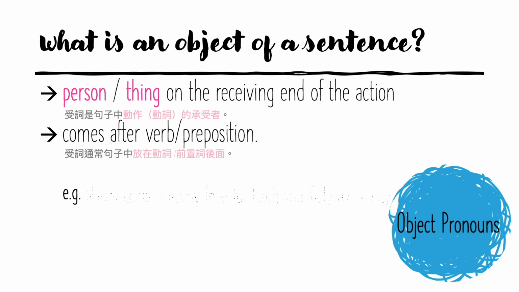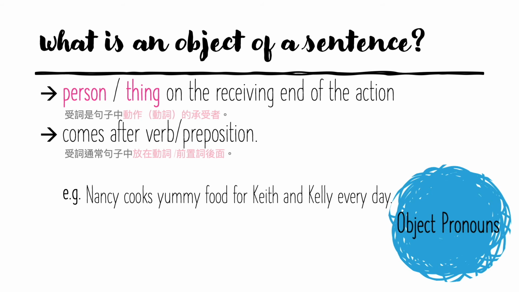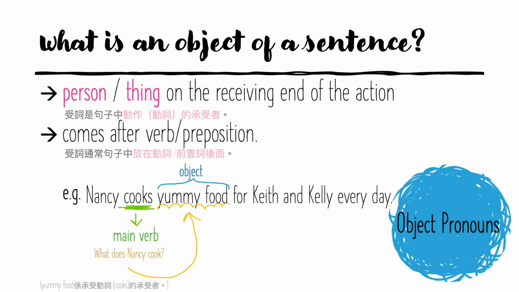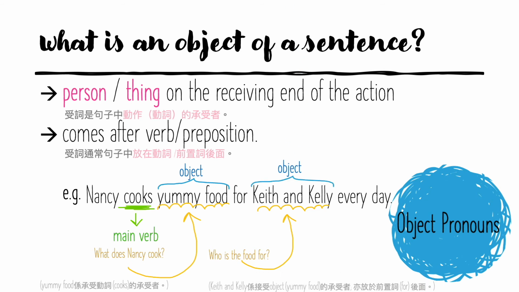Another example. Nancy cooks yummy food for Keith and Kelly every day. Cooks is the main verb. Obviously, Nancy is doing this action of cooking. But what does Nancy cook? Nancy cooks yummy food. So yummy food is an object. Who is the food for? It's for Keith and Kelly. So Keith and Kelly is also an object. And it is after the preposition for.